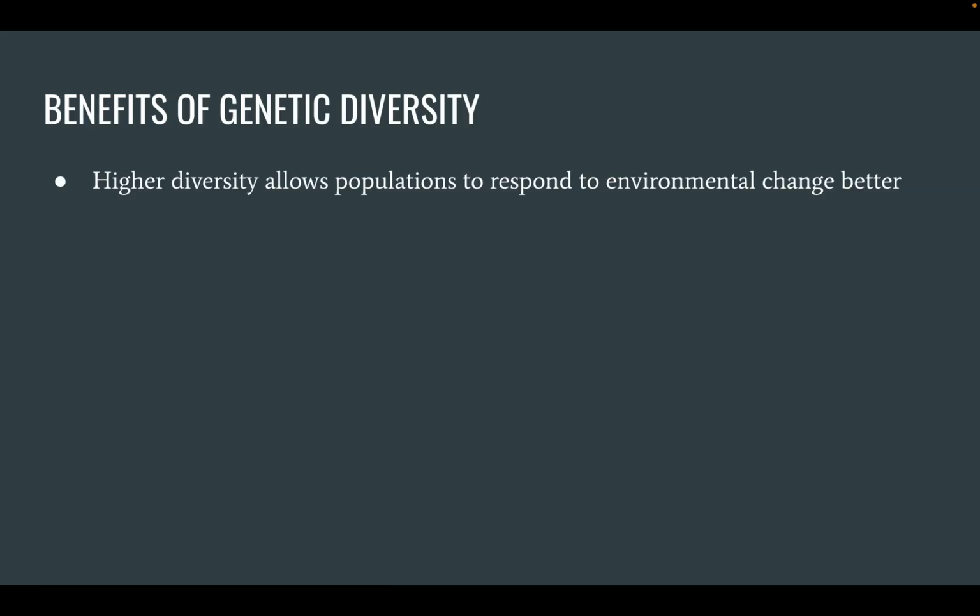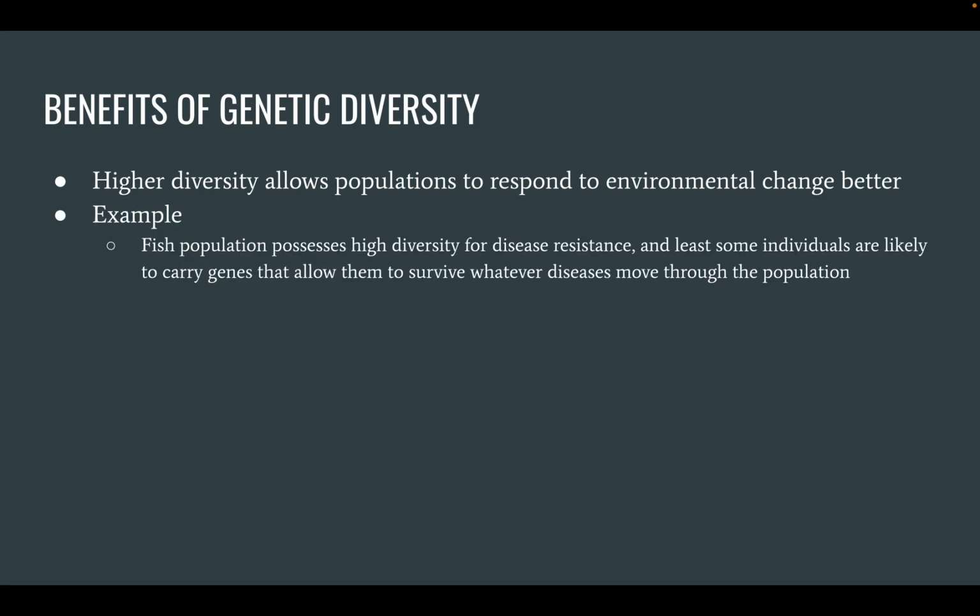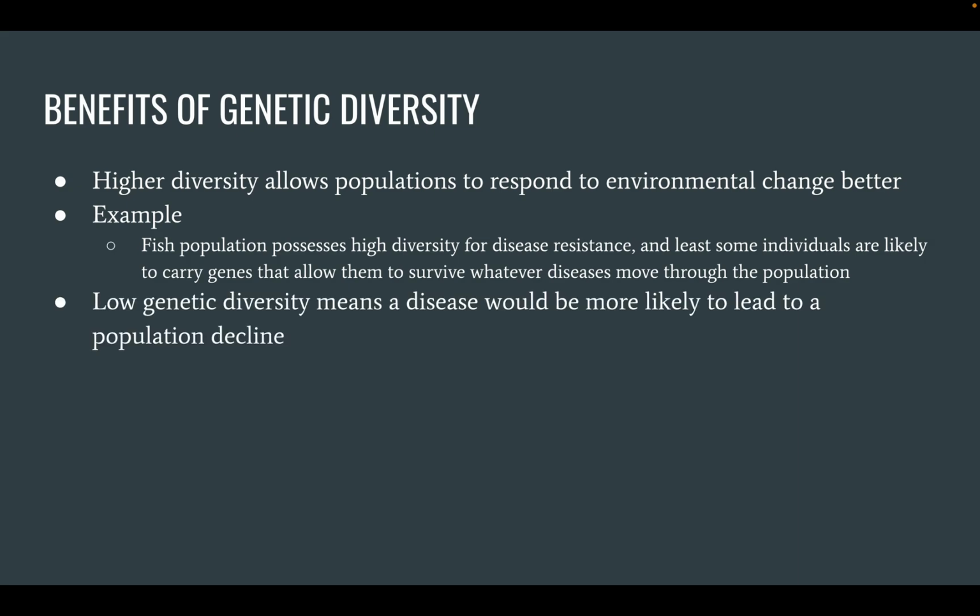Now, higher diversity allows populations to respond to environmental change better. For example, a fish population possesses high diversity for disease resistance, and at least some individuals are likely to carry genes that allow them to survive whatever diseases move through the population. Whereas low genetic diversity means a disease would be more likely to lead to a population decline and possibly even extinction of a species. This is extraordinarily important in terms of domesticated animals and plants. And domesticated animals and plants doesn't mean just house plants and pets. It's also talking about agricultural crops.